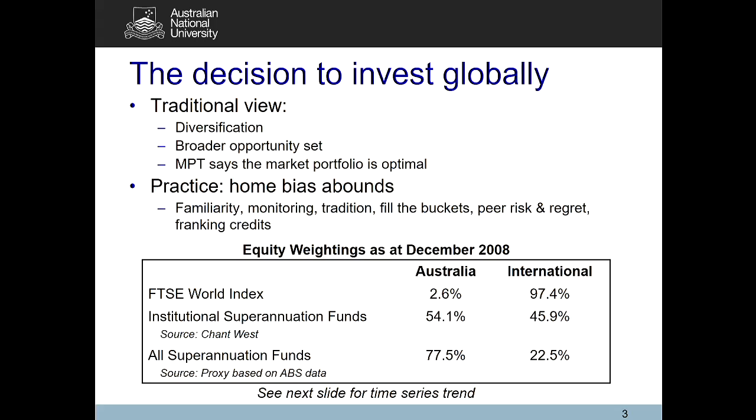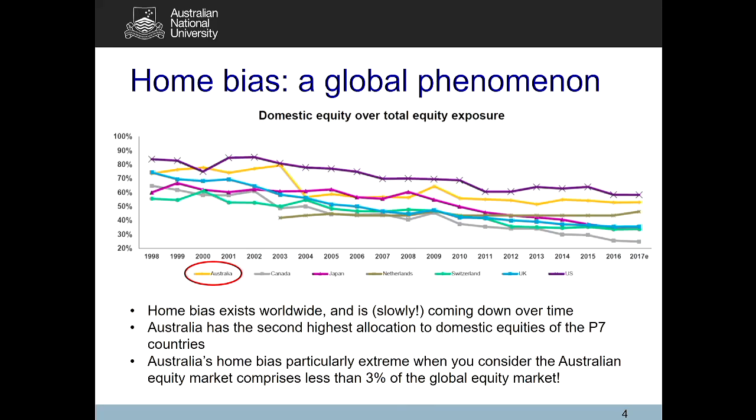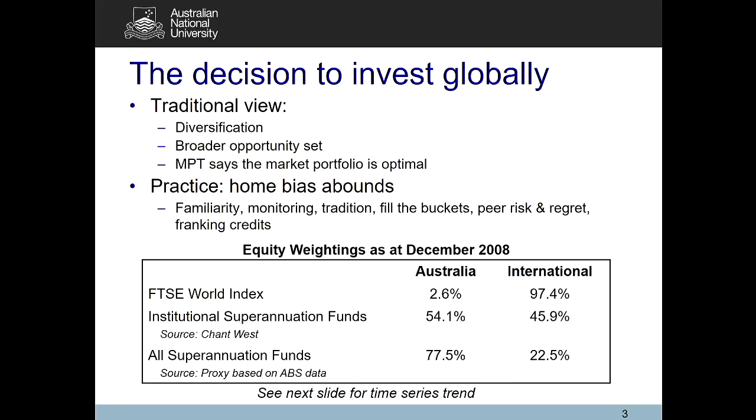So expect it to continue to drop, but it will be interesting to see whether at a certain point it starts to level out more than it has done, and that will start to give us an idea of what the actual optimal level is in reality of Australia versus the rest of the world. Any questions on that?